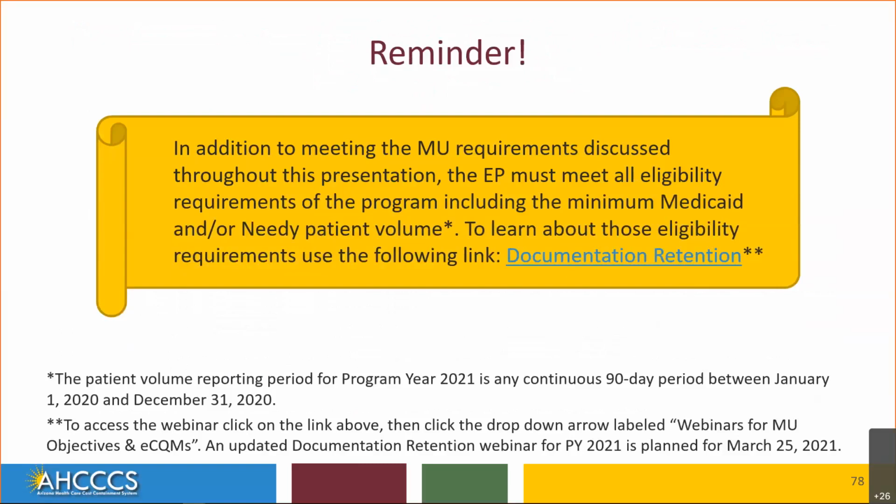This is just a reminder, in addition to meeting the MU requirements discussed throughout this presentation, the EP must meet all eligibility requirements of the program, including the minimum Medicaid and/or needy patient volume. To learn about those eligibility requirements, use the following documentation retention webinar link to see what those documents and requirements are. Keep in mind the patient volume reporting period for program year 2021 is any continuous 90-day period between January 1st and December 31st, 2020.